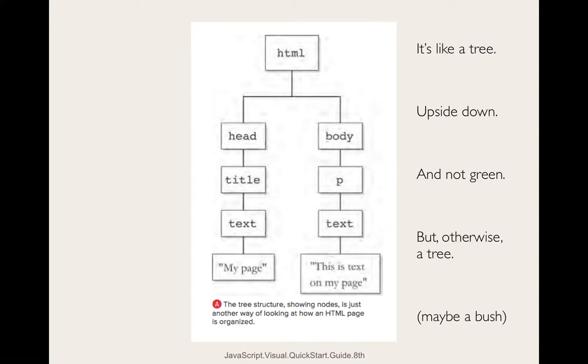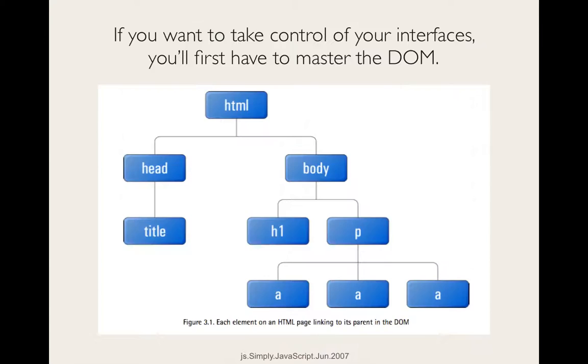Each of these pieces are called nodes. So each element is an element node. Now if you want to take control of your page, you're first going to have to master this whole DOM thing. So in this example, you have HTML as the parent of all the other elements. Head and body are siblings, and they each have kids. And the paragraph has 3 children, or 3 child elements, or 3 child nodes. So each element on an HTML page links to its parent in the DOM.